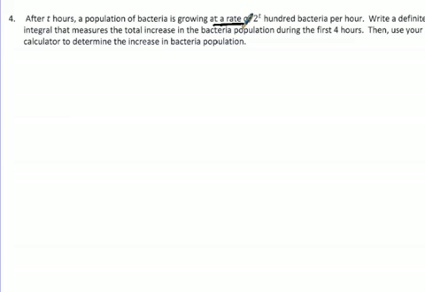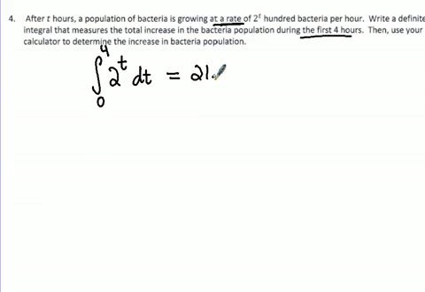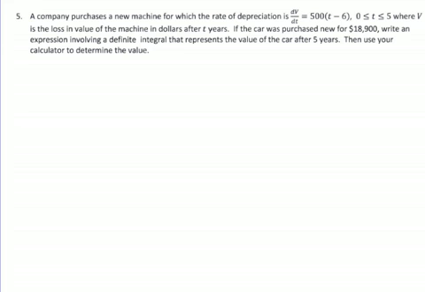And if we want total population growth after 4 hours, we can integrate a rate to get that value. So I'm going to do the integral from 0 to 4 of 2 to the t dt. So that's the integral that's going to give me the population growth from 0 to 4 hours. And if you put that in your calculator, it's going to give you 21.640, and then if we put our units on here, it's 100 bacteria. Remember, they said that the units are in hundreds of bacteria. So really 2,100 bacteria is the population growth.